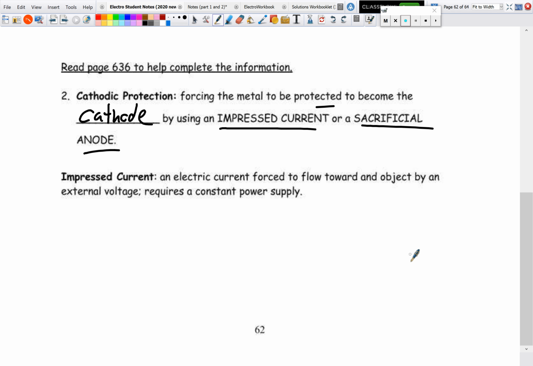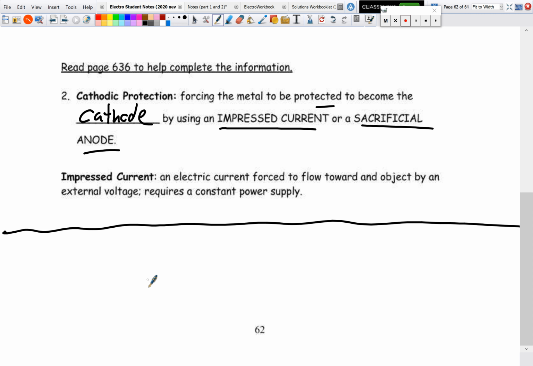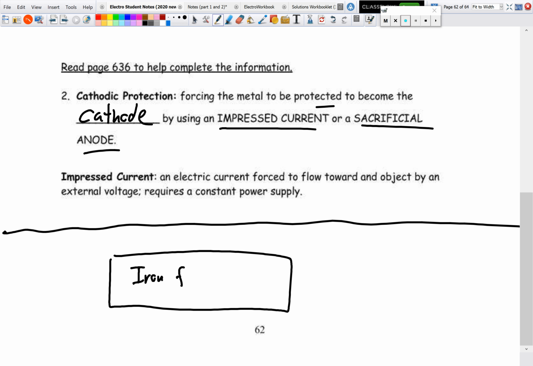So first, let's look at impressed current. An electric current is forced to flow towards an object by an external voltage, so this requires a constant power supply. How this works, for example, if we have, let's say, this is underground, and we have an iron fuel tank. Now, if we just have this iron fuel tank buried, we're going to get oxygen and water reacting with the iron, and we're going to get rust forming, which of course is bad.